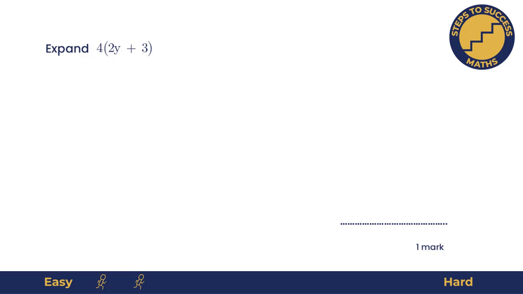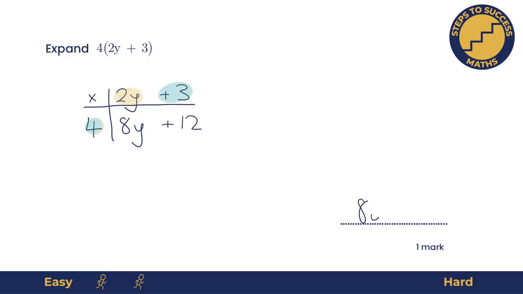Expand 4(2y + 3). So here's where the table starts to get even more useful. You've got a 4 here, 2y + 3. 4 times 2y is 8y, and 4 times 3 is plus 12. 8y + 12.